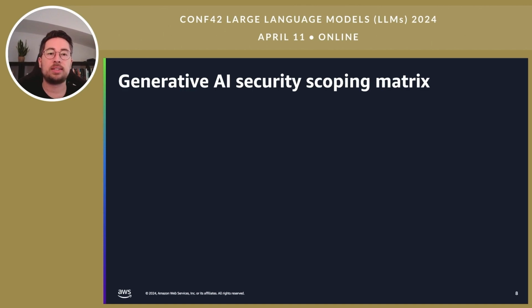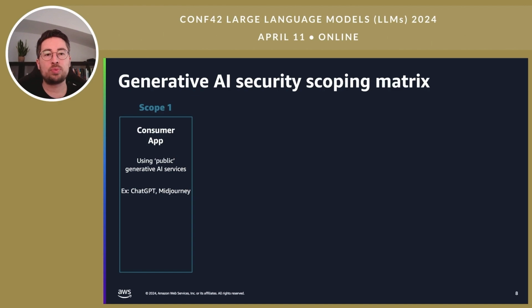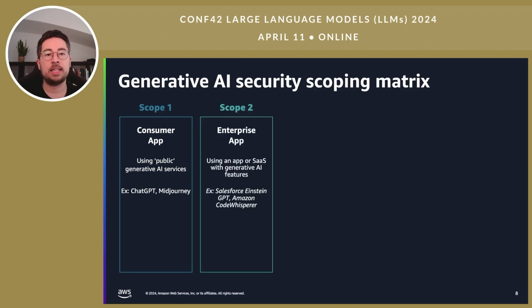So let's have a look at the 5 scopes. The first one is consumer application. Those are applications that employees can use, and you should consider how you can use those in your organizations. Examples would be ChatGPT or Midjourney, for example, for generating images.